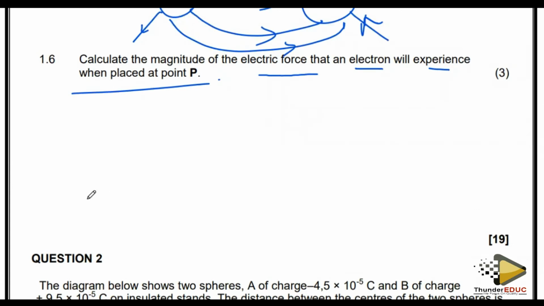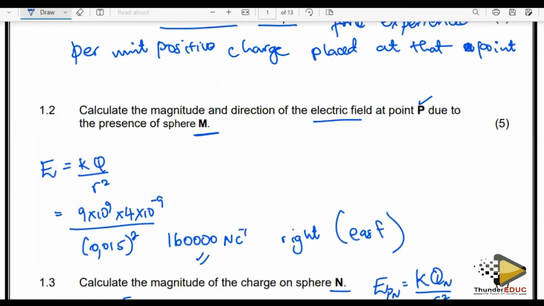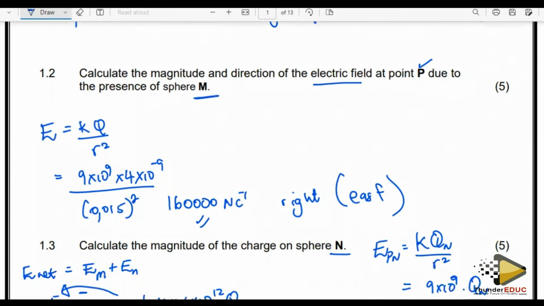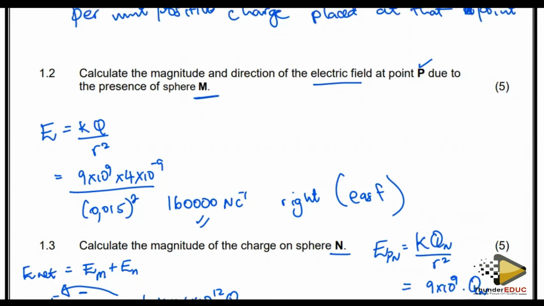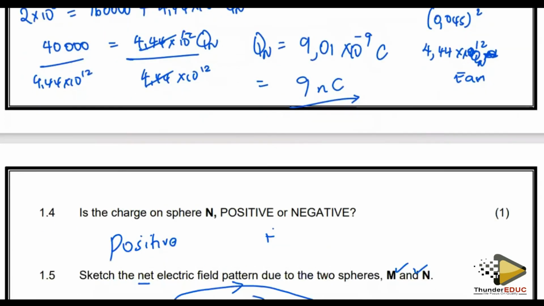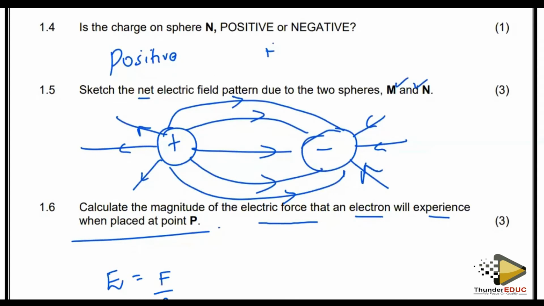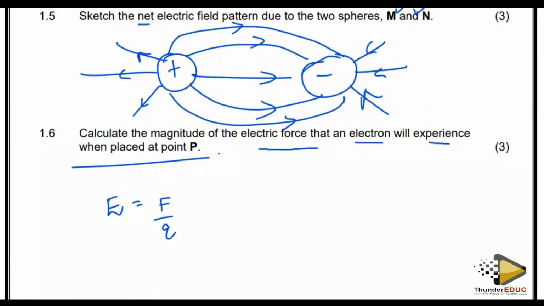Okay. So we know that E is equal to F over Q. E is equal to F over Q. And what did we say? So I'm still on the same question. Calculate the magnitude of electric force an electron would experience when placed at that point.